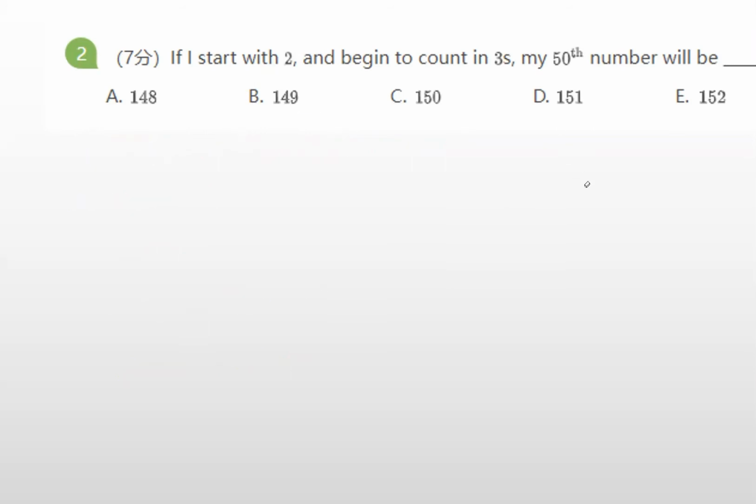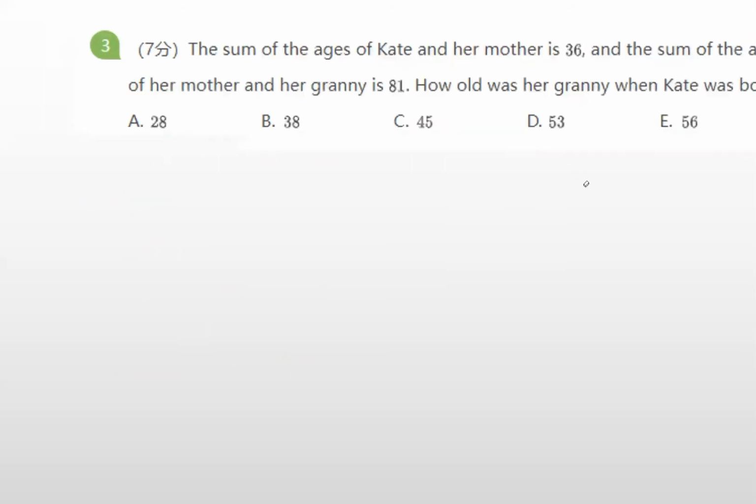Okay, our next question. This is a very easy one. I see 40 of you got it correct, so 89% of you got it right. So let's read it. The sum of ages of Kate and her mother is 36, and the sum of the ages of her mother and granny is 81. How old was her granny when Kate was born?